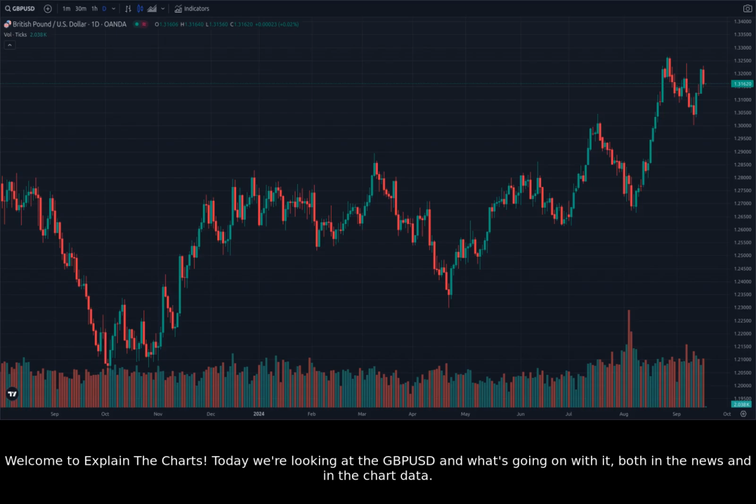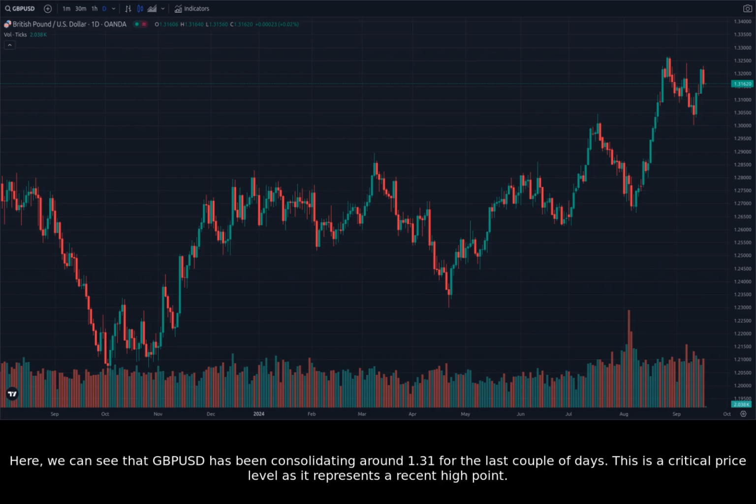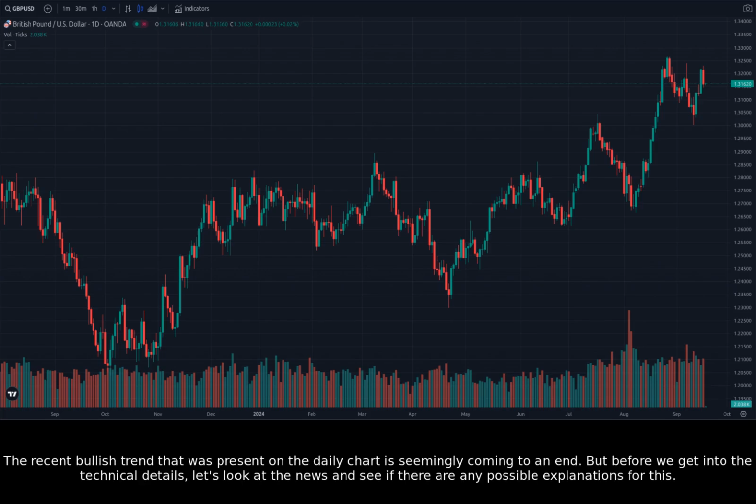Today we're looking at the GBPUSD and what's going on with it, both in the news and in the chart data. Let's start with the big picture, the daily chart. Here, we can see that GBPUSD has been consolidating around 1.31 for the last couple of days. This is a critical price level as it represents a recent high point. The recent bullish trend that was present on the daily chart is seemingly coming to an end.